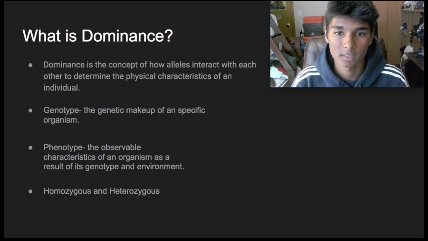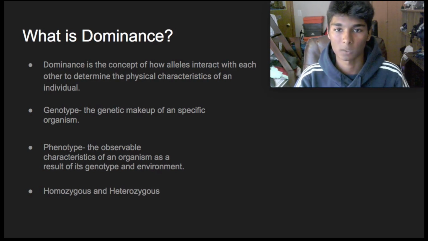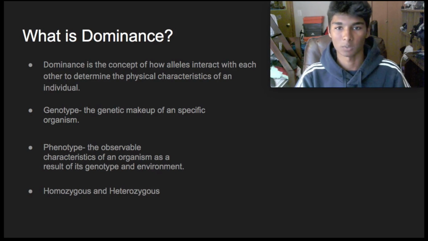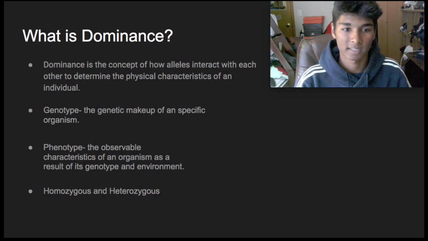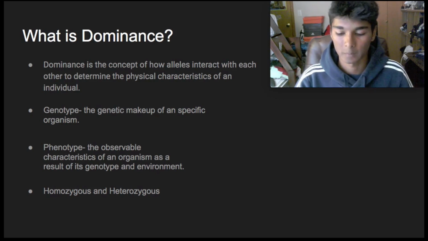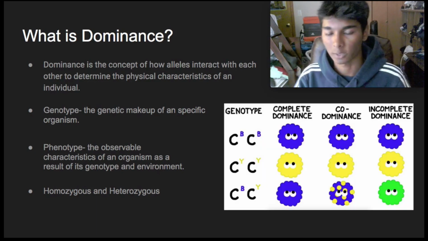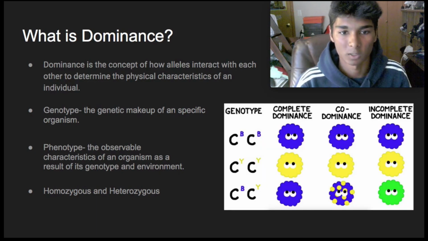And the last two things you should make sure you know are homozygous and heterozygous. Once again, if you've had experience with Mendelian genetics, you definitely know what these two words mean. But essentially, homozygous is when the two alleles you have are the same, and heterozygous is when the two alleles you have are different. So I have a picture real quick here that'll help you understand some of that stuff.